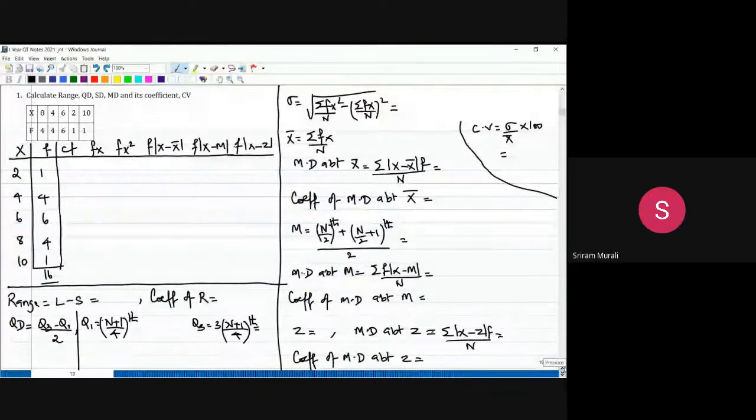So this is the next problem for a discrete case. For the discrete case, we want to do this.